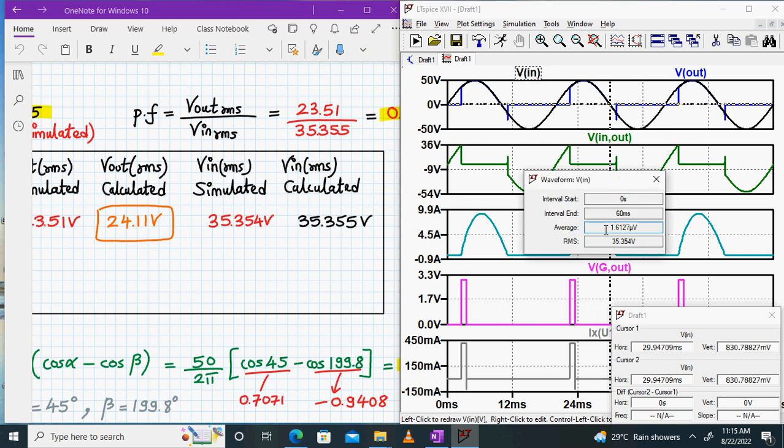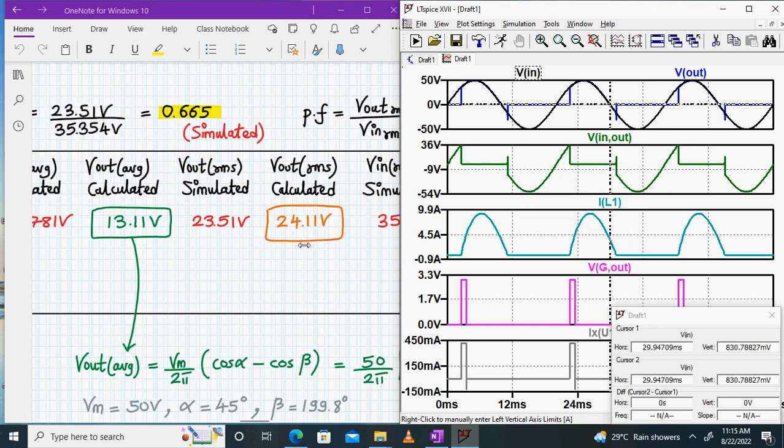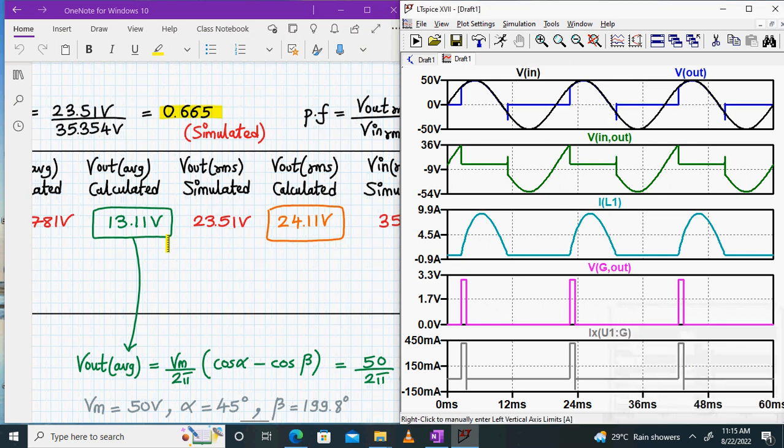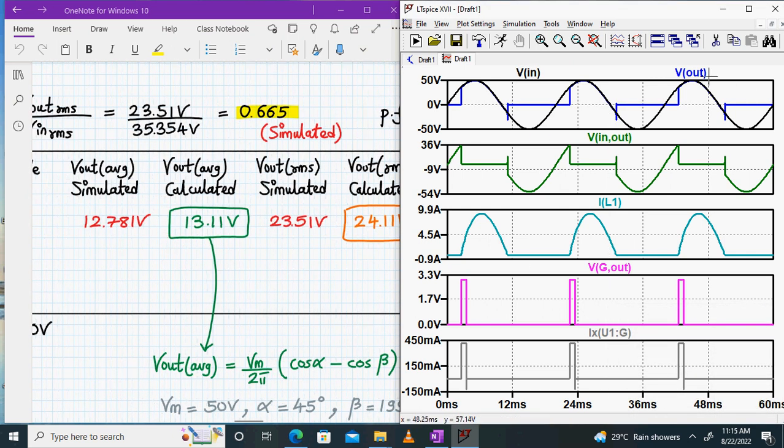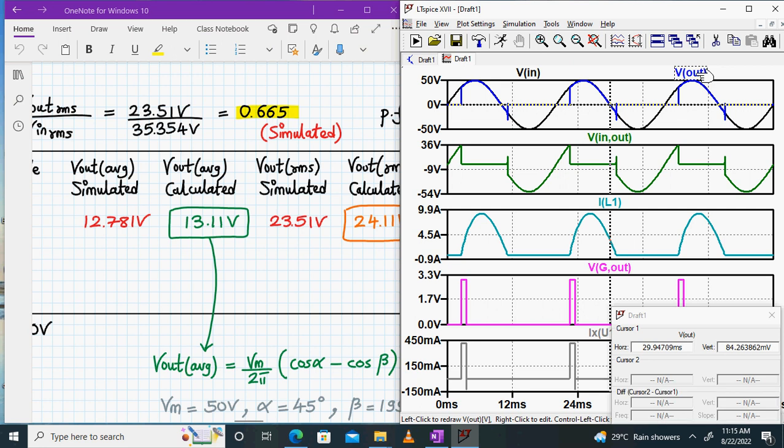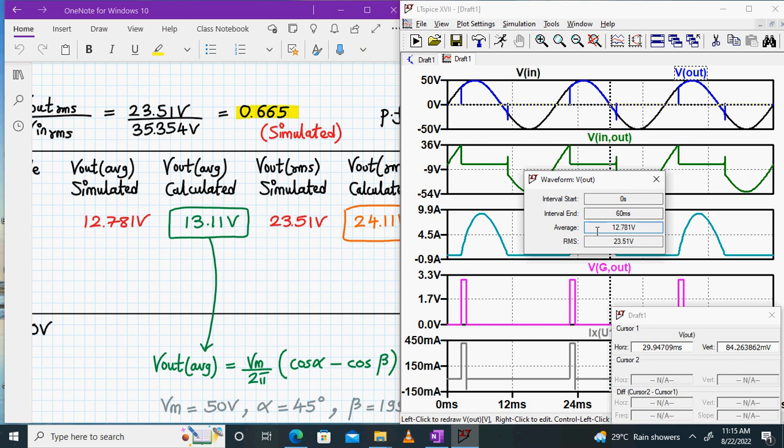It will give you the average value. Of course, the average value of the AC signal will be 0. It's a very small microvolt value. The RMS value is coming out to be 35.354. So that is what we have written over here in red color, right? Next, similarly, we wish to observe the average and the RMS value of the output. So again, I'll select the output, press Control and left click on it. This will give me the average and the RMS value all together.